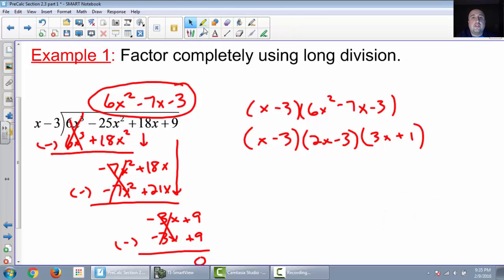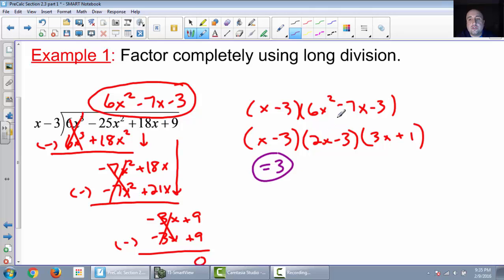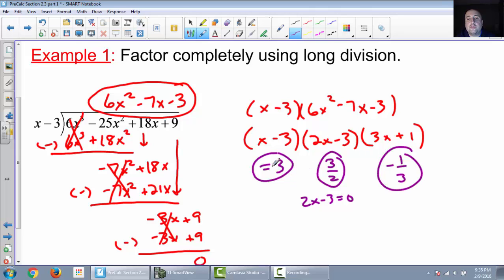All right, so the answer to the one on the left is equal to 3. Remember, we switched the signs. So this one we would add 3 and divide by 2. So that's 3 halves. So remember, we're just solving 2x minus 3 equals 0. So we get 3 halves. And this one we would subtract 1 to the other side and divide by 3. So negative 1/3. So there is our 3 answers.